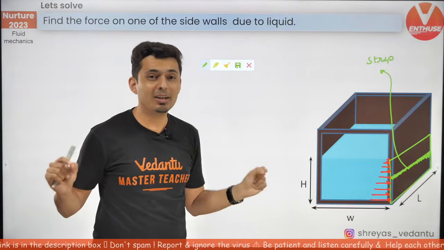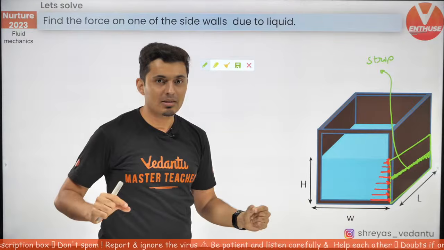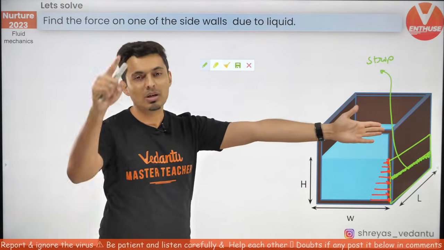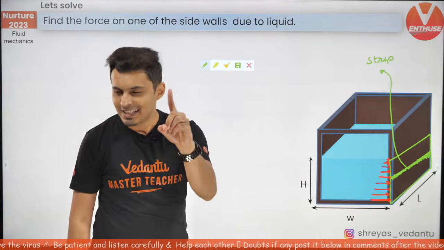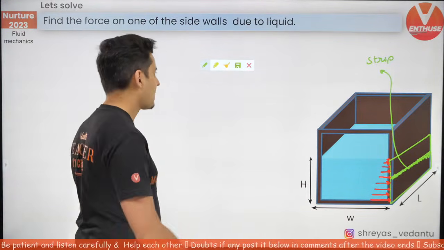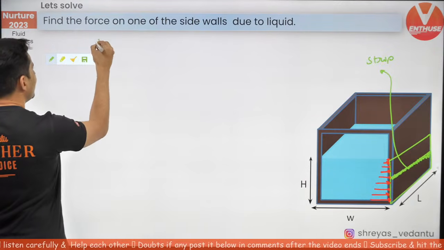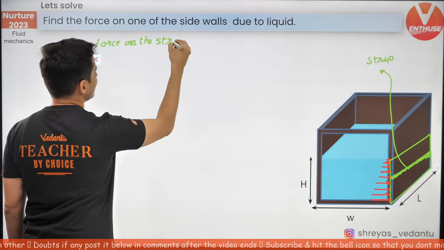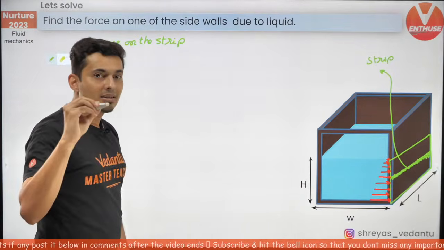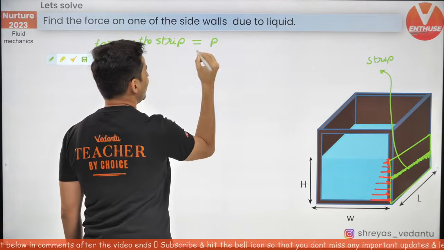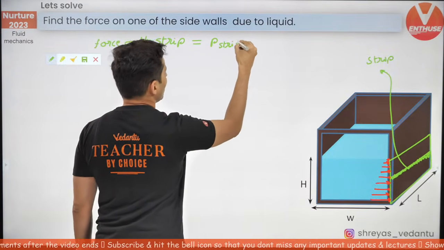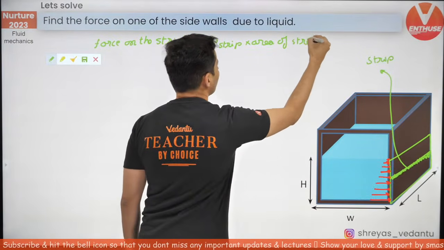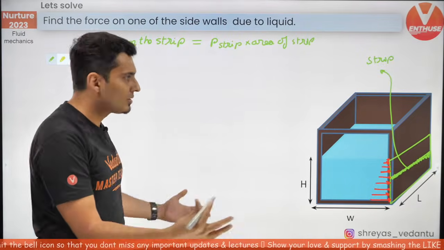If I add all the forces on all such strips, I will get the total force on the net container's wall. Yes, Roshni, you got it, integration. So I first need the force on the strip. The strip force will be the pressure near that strip times the area of the strip. I don't know any values, let's just assume certain values.